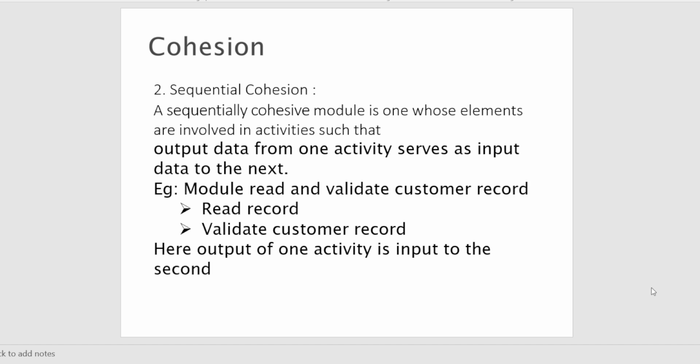Another example is a module that can read and validate a customer record. For validating a customer record, you need to read the record first. If you do not read the record, you cannot validate it. So reading the record and validating the record are two different functionalities, two different sets of statements, right? But they are sequentially related to each other, and that's why they are called sequentially cohesive in nature.